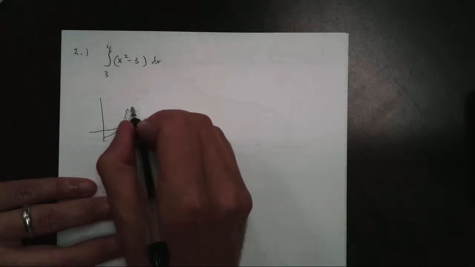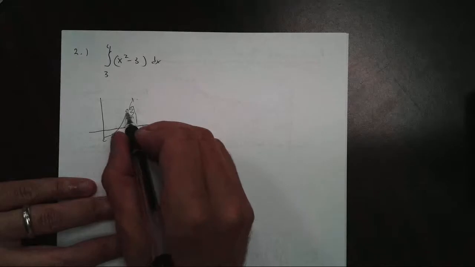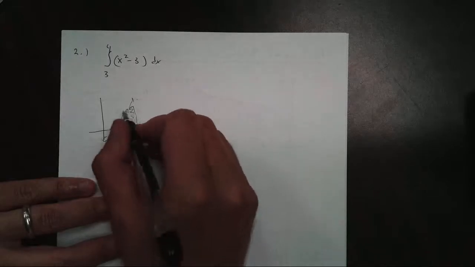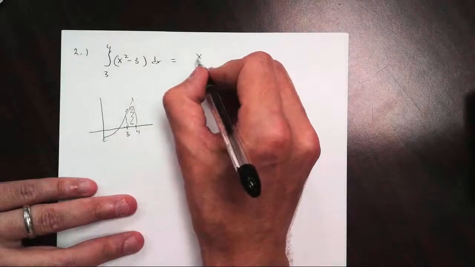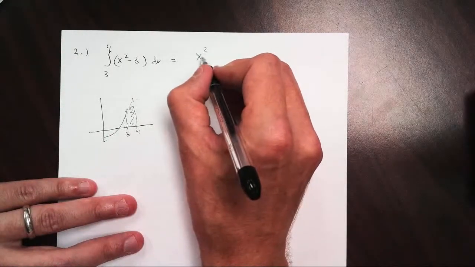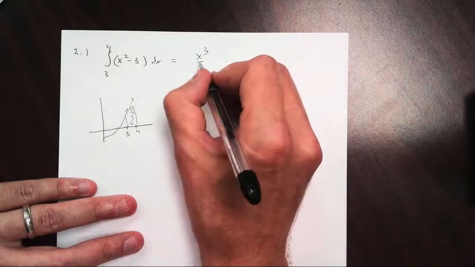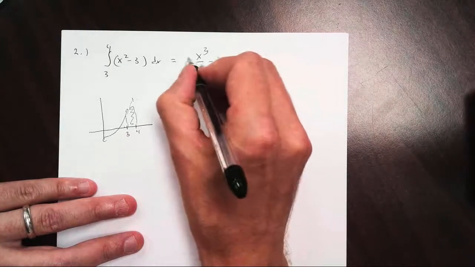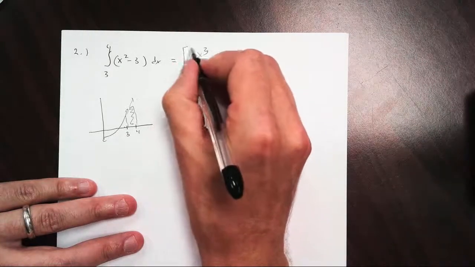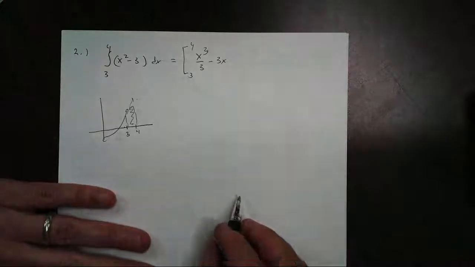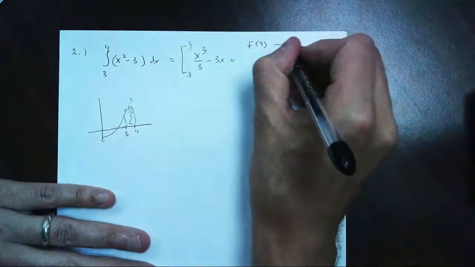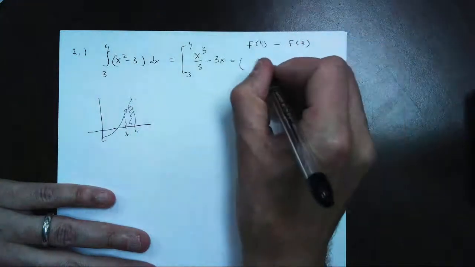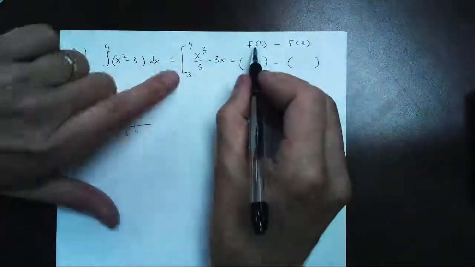Well, this time, it's not so pretty. It's not a rectangle. Now, I could use Riemann sums, but I want to be accurate. So I take the antiderivative, because the antiderivative, remember, finds us area. x cubed over 3 minus 3x, and we're going to evaluate this from 3 to 4. Now we're going to evaluate f of 4 minus f of 3. And I just plug them in. Plug the 4 into both.